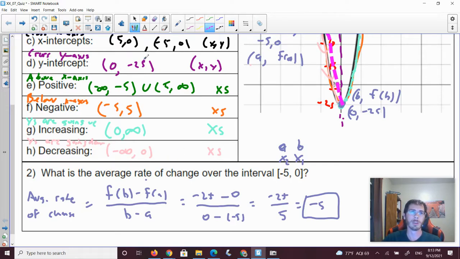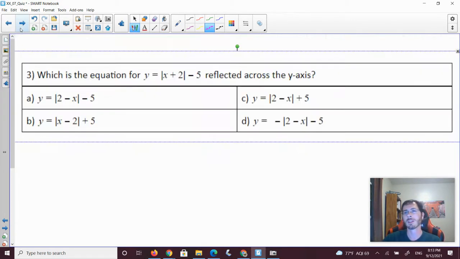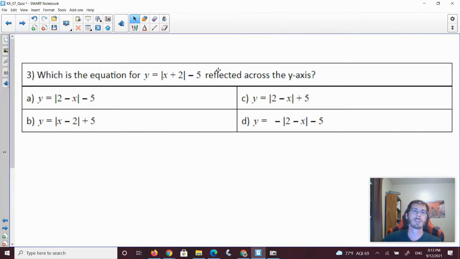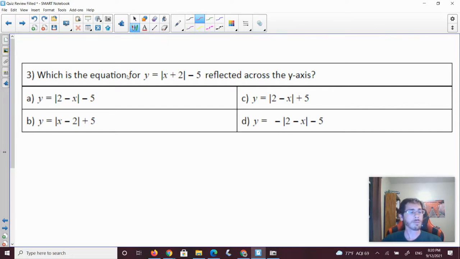Again, that's a super long question, but when we did the homework for this section, we also saw that those questions were pretty long. All right, so let's get to something a little bit shorter, which is the equation for y equals absolute value of x plus 2. What is the equation for y equals absolute value of x plus 2 minus 5 reflected across the y-axis?